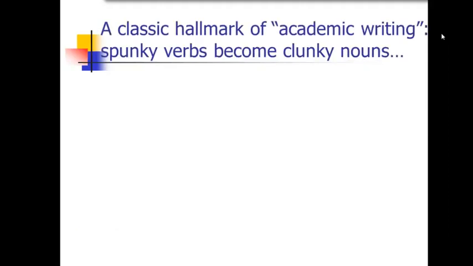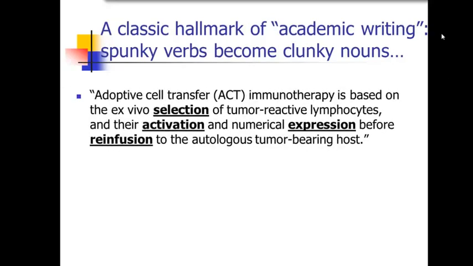And I'm going to point out one feature that's common to both of those two passages that I just showed you. In both of those examples, they did something that's very common in academic writing. They took some nice, spunky verbs, and verbs really move the sentence along, but they turned those nice, spunky verbs into clunky nouns. And for some reason, this has become very common in academic writing. People turn lots of verbs into nouns.